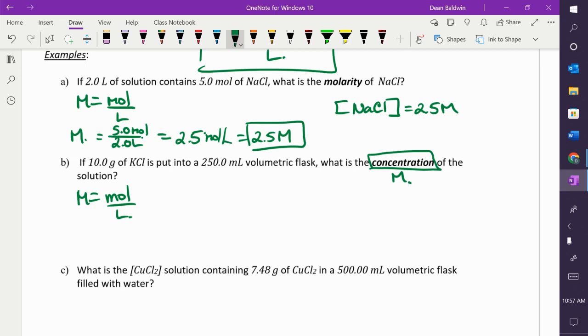Do I have liters? Where can I find liters? Like you have 250 mils. How many liters is that? 0.25. That's 0.25 liters. I should write it with correct sig figs, because this has 4 sig figs, so it's 0.2500 liters. So you divide by 1,000. There's 1,000 mils in a liter.